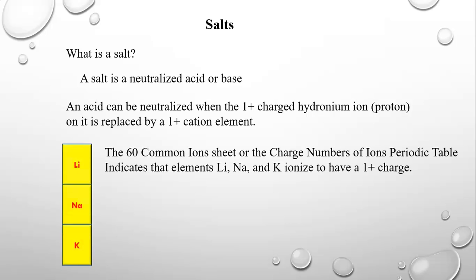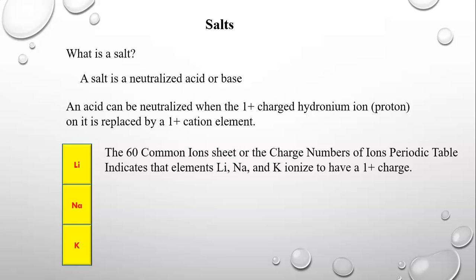So remember from when we were talking about ionic bonds, how the elements in the first column, and we'll just take lithium, sodium, and potassium over on the left side of the periodic table, they like to ionize by giving up 1 electron, because 1 electron meant they had the electron configuration of the noble gas in the row before it, and so they like to be +1 charges. If you just simply look at your sheet 60 common ions, or the other one, the charge numbers of ions periodic table, you'll see that everything in the first row is a 1 plus. So a 1 plus is the charge on those elements when they ionize.